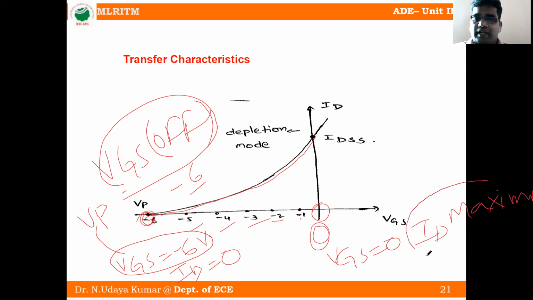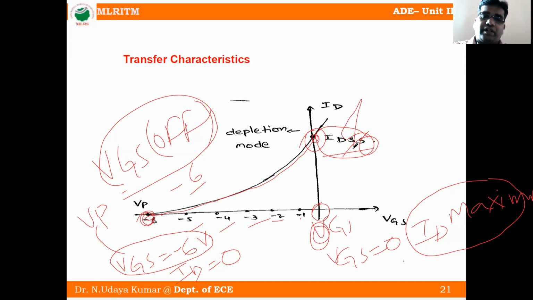That maximum drain current we call the saturated drain source current. This S means saturated because it is the highest value, whenever VGS is equal to 0. This point we call IDSS. IDSS is nothing but the saturated drain current from drain to source. Why saturated? It is the maximum value.